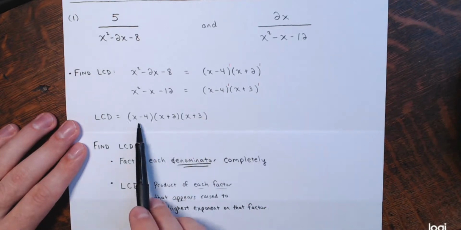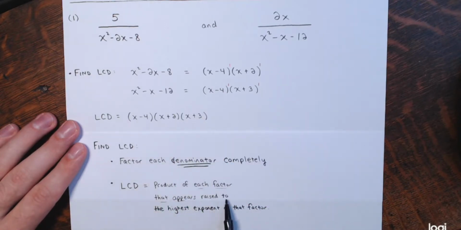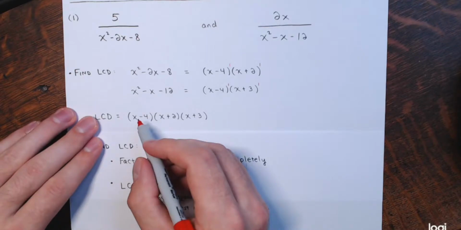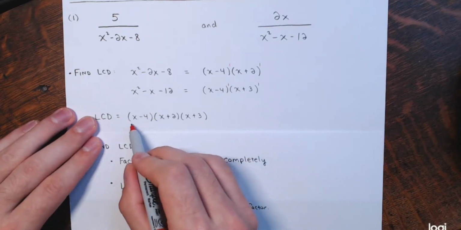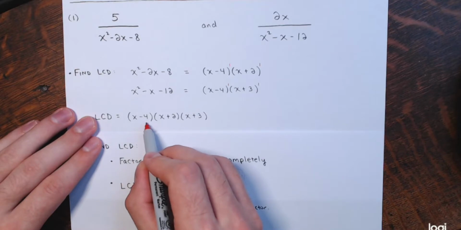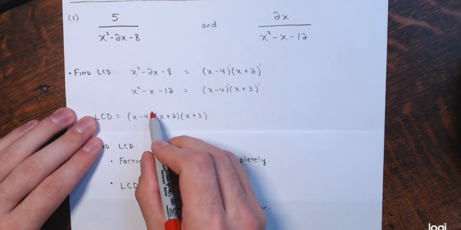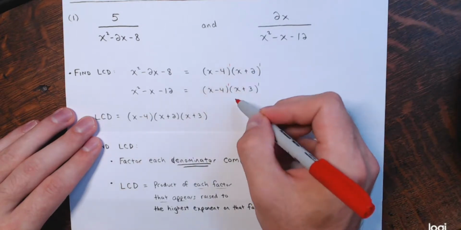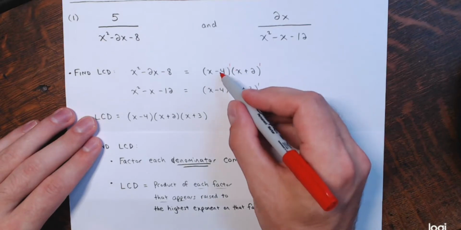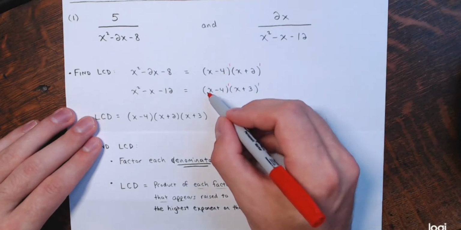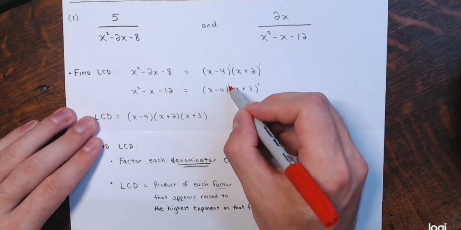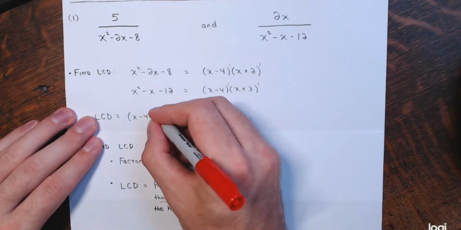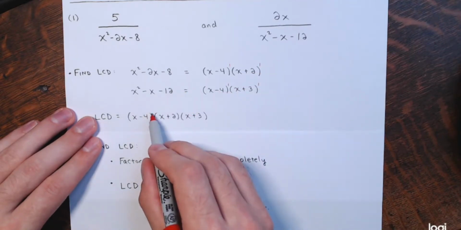So here's what I meant by the product of each factor that appears raised to the highest exponent on that factor. So you look at each factor. What's the highest? So look at x minus 4. What's the highest exponent on x minus 4 in any of these factorizations of the denominators? Well, in this factorization we have x minus 4 to the first, in this factorization we have x minus 4 to the first. The highest of those two powers on the x minus 4s is the first power. Again, you don't need to write it, but to the first power.